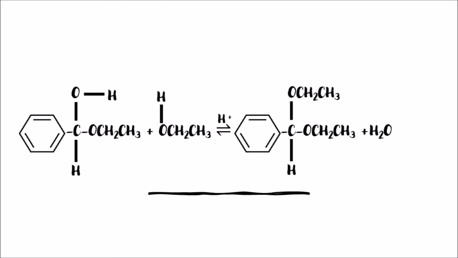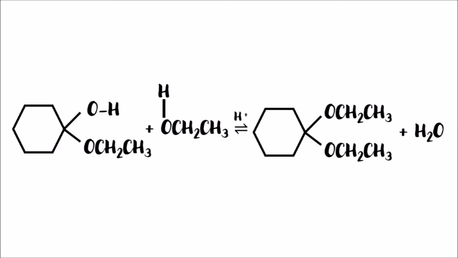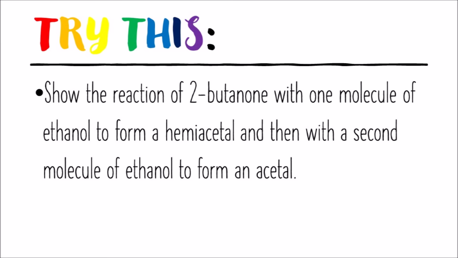Hemiacetals can further react with alcohols to form acetals plus water. The functional group of an acetal is a carbon bonded to 2 OR groups. Here is another diagram showing the reaction of a hemiacetal from cyclohexanone. All steps in hemiacetal and acetal formation are reversible. Now pause the video and try solving this problem.